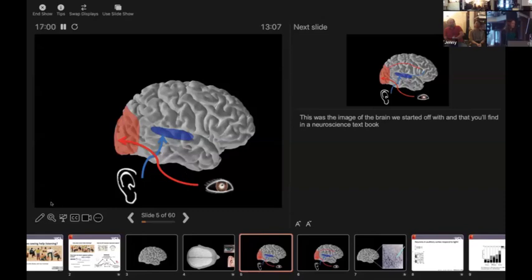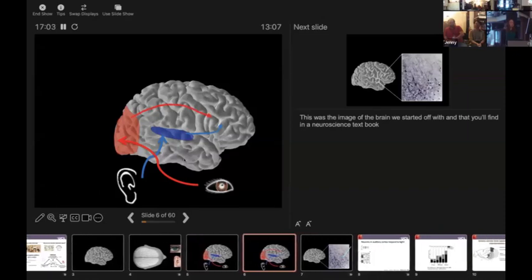Can you see my pointer online? Let me just, does it work? Okay, fine.